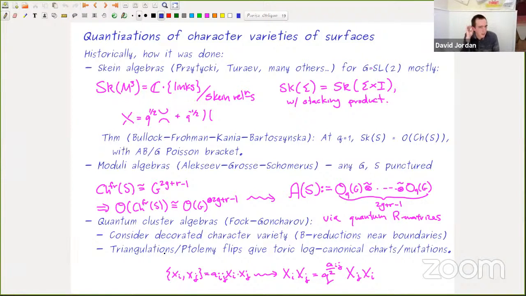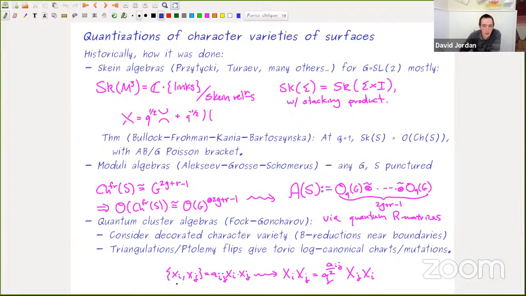And then the variety there is just a torus, so it's just a copy of C star to a certain rank, which is the number of edges in the triangulation in the SL2 case.